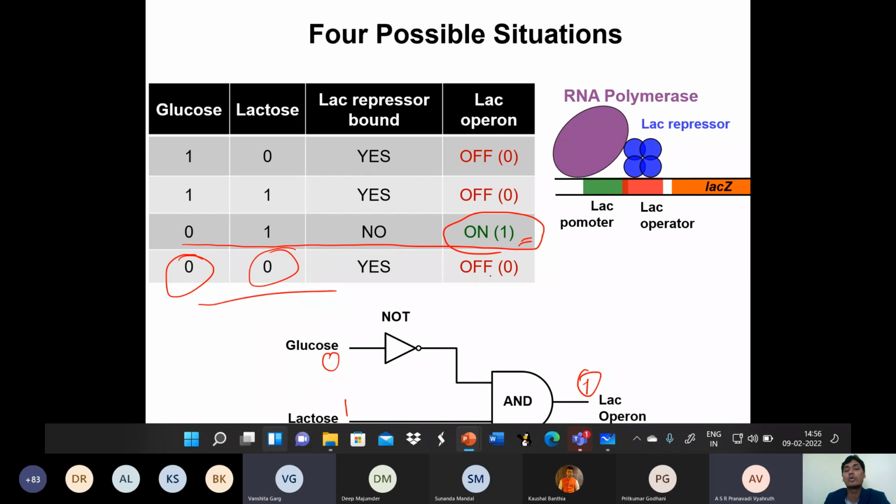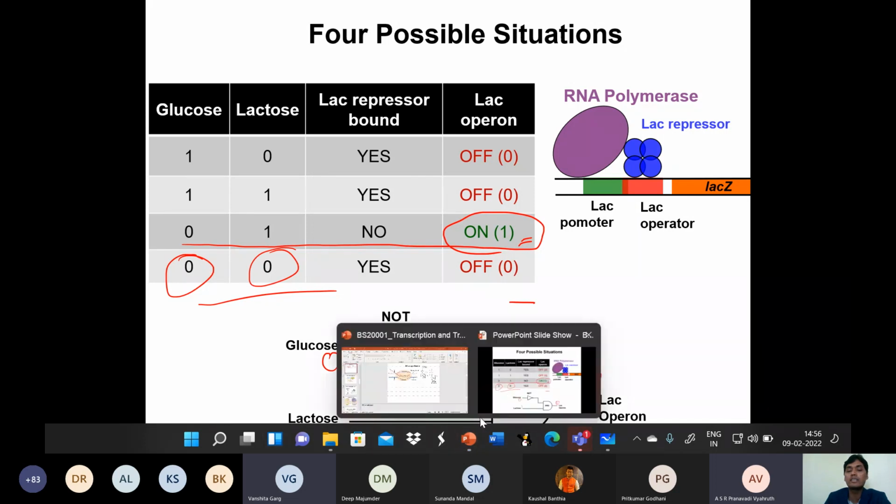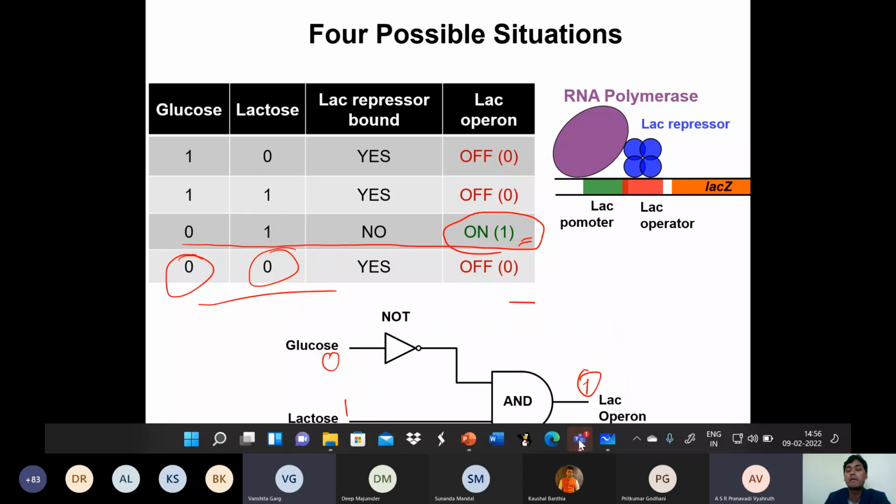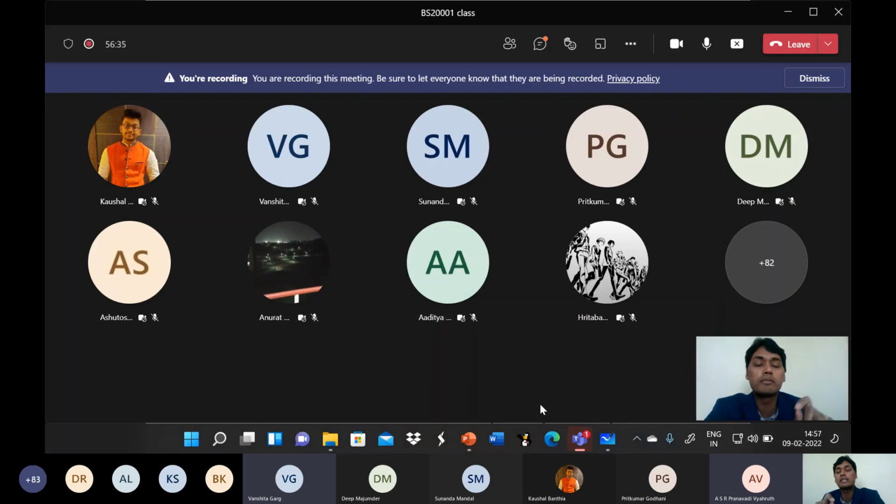And with no glucose and no lactose, nothing there, so what will it use? It can use neither glucose nor lactose, as they are not present here. So this is how a small system works. Although while we are discussing it, it seems very complex, I would say this is a very simple thing.